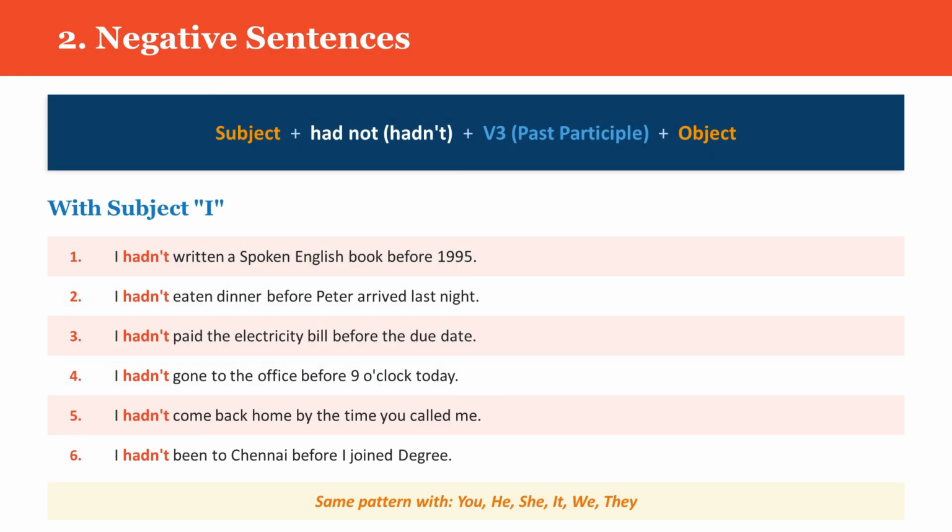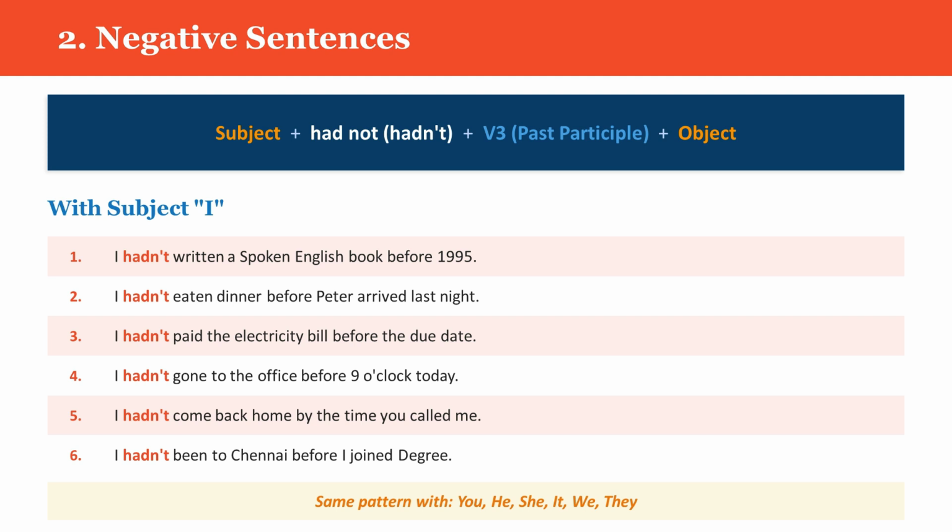Now let us move to negative sentences. To make a negative sentence in the past perfect tense, we simply add not after had. So had becomes had not, or in the short form, hadn't. The structure is subject plus had not or hadn't, plus the past participle, plus the object. Let us look at examples with the subject I.